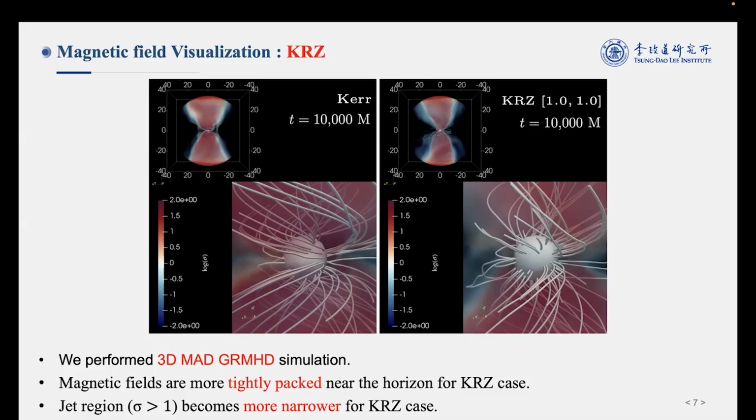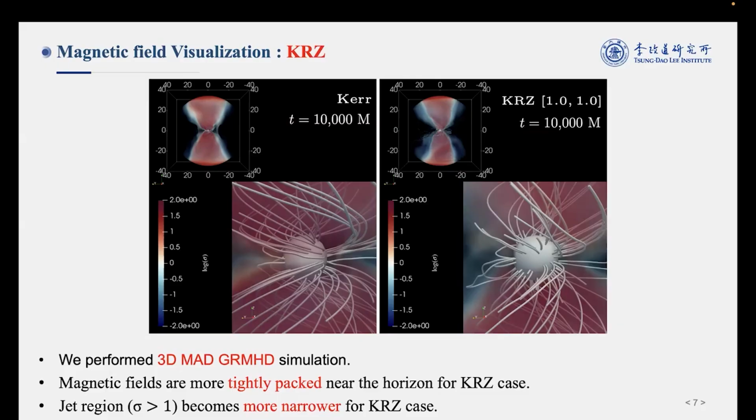And one thing we immediately notice is that as your KRG black hole goes to the extreme limit, your magnetic fields get more attached to this black hole, which reduces or narrows down your jet region. You can see from this figure and this figure that the jet region becomes narrower, but the field lines get more concentrated into the black hole. And the jet region is basically the region where you have very high magnetization, with sigma greater than 1.